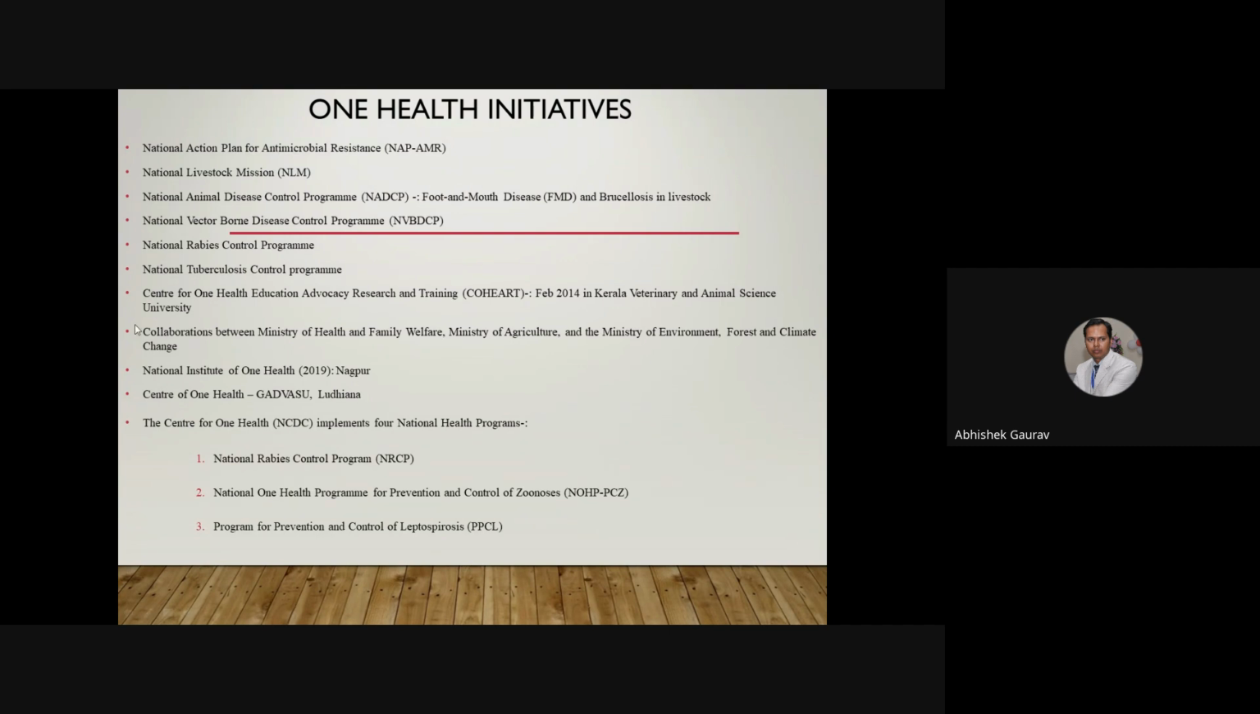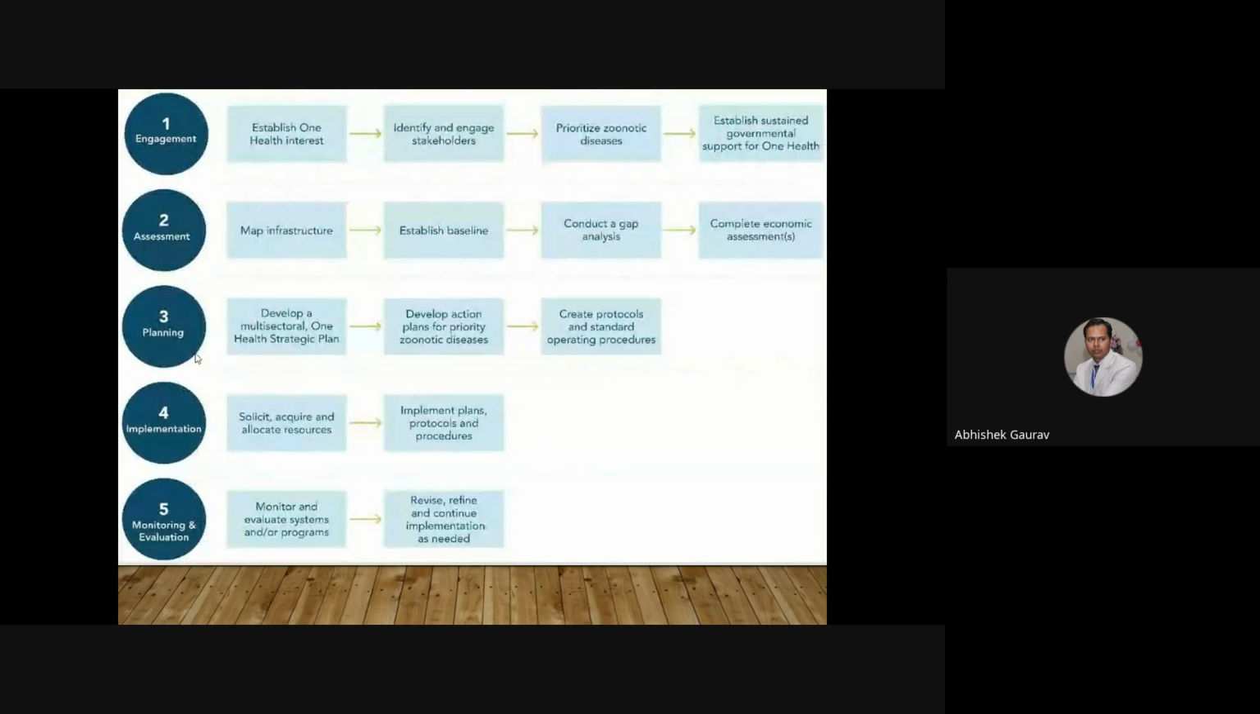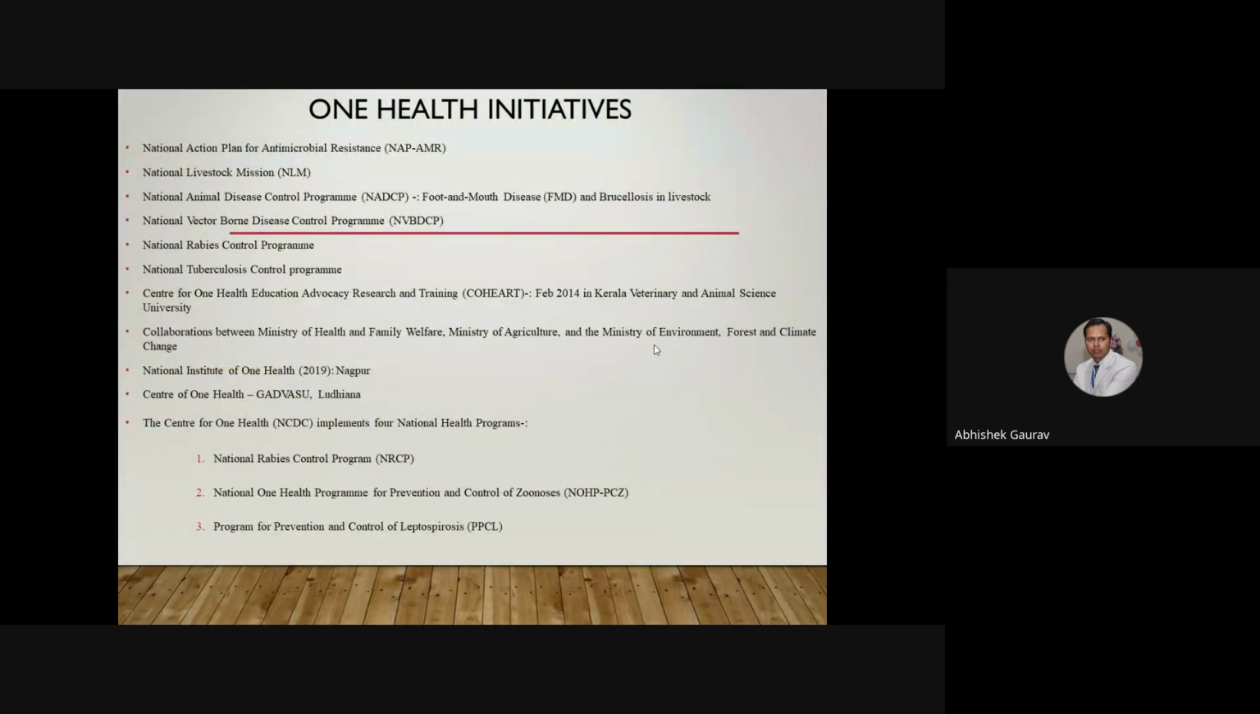Then we have COHORT, that is the Center for One Health Education, Advocacy, Research and Training in Kerala, KVASU, that is the Kerala Veterinary and Animal Science University. Then we have developed the collaboration between the Ministry of Health, Ministry of Agriculture, Ministry of Environment, and all the concerned ministries. They have collaborated with each other. Then we have the National Institute of One Health in Nagpur, which was established in 2019. We also have the Center for One Health in GADVASU, Ludhiana. Then we have the rabies control program. We have the control of zoonoses program, and the leptospirosis control program, as I have earlier discussed.